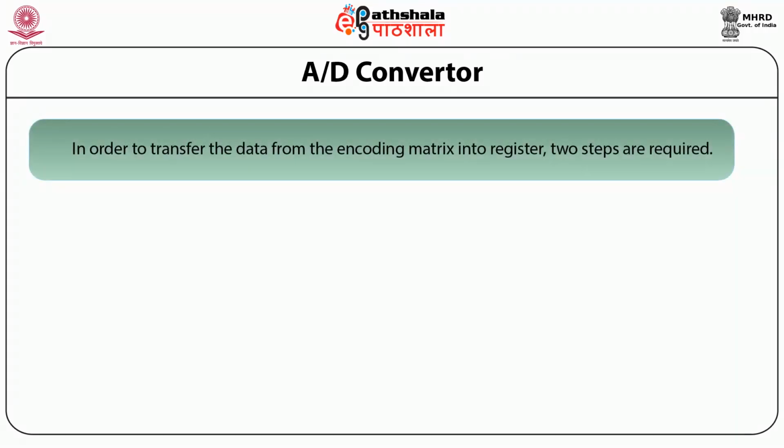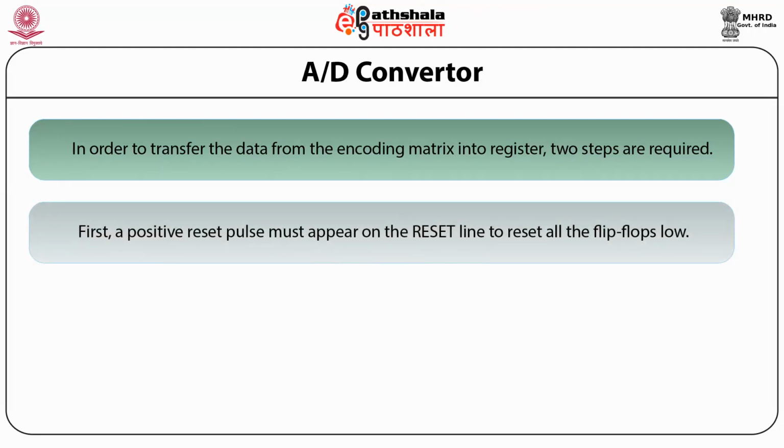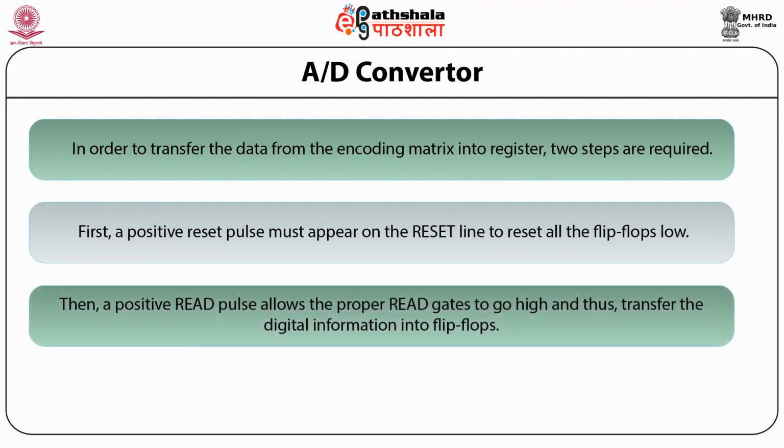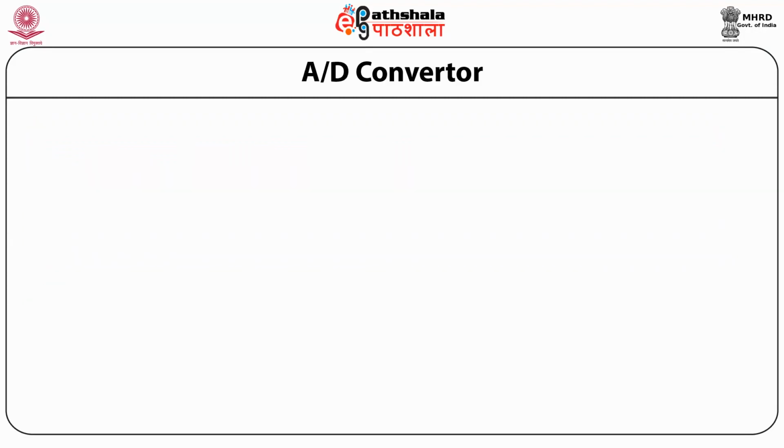In order to transfer the data from the encoding matrix into the register, 2 steps are required. First, a positive reset pulse must appear on the reset line to reset all the flip-flops low. Then, a positive read pulse allows the proper read gates to go high and thus transfer the digital information into the flip-flops. Next, we discuss the alternate design of the A to D converter.